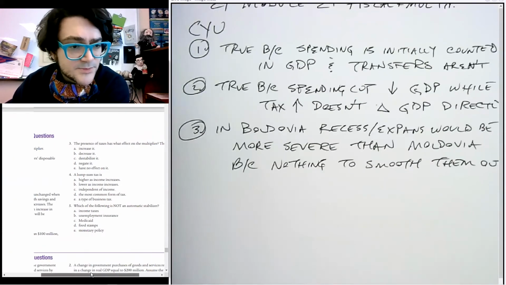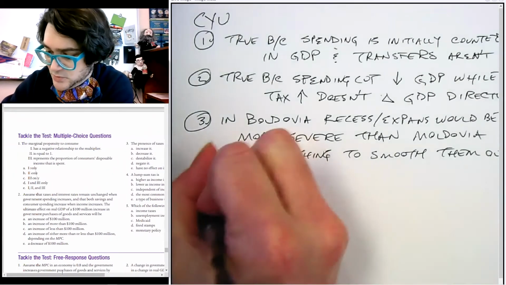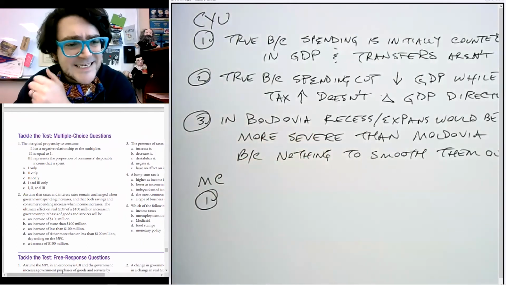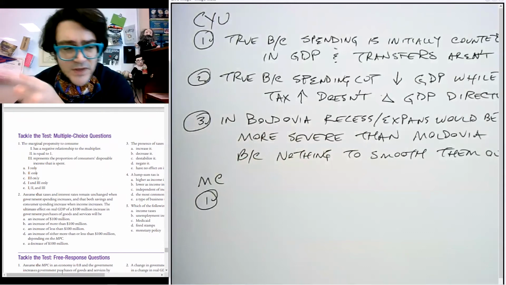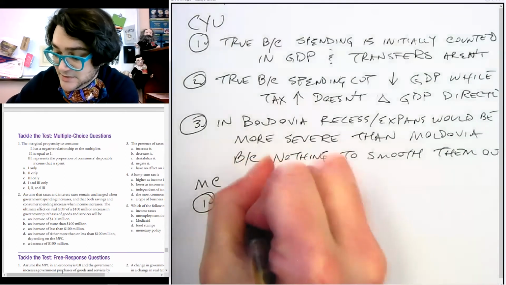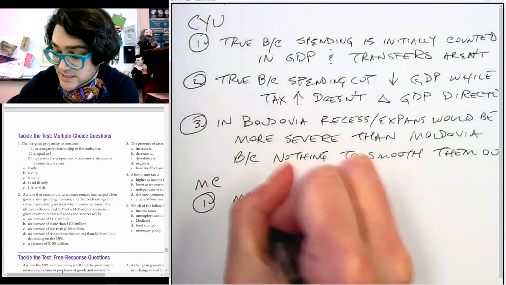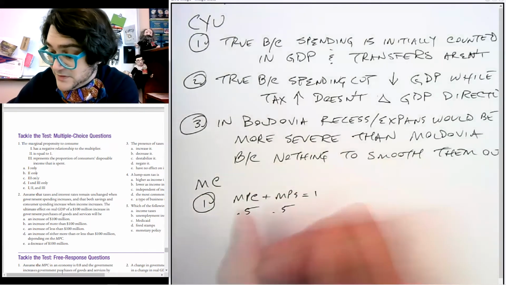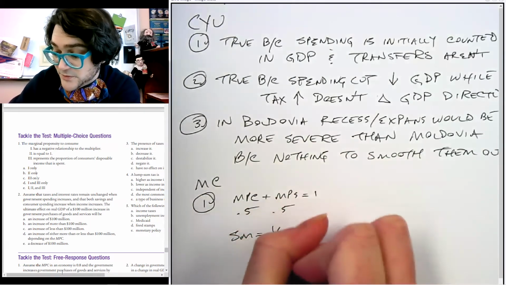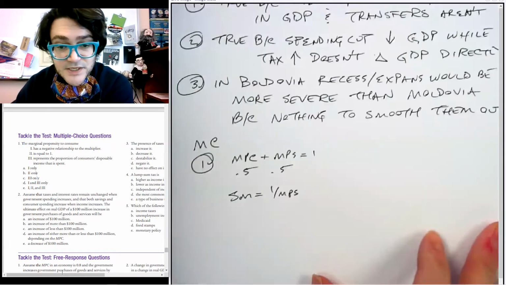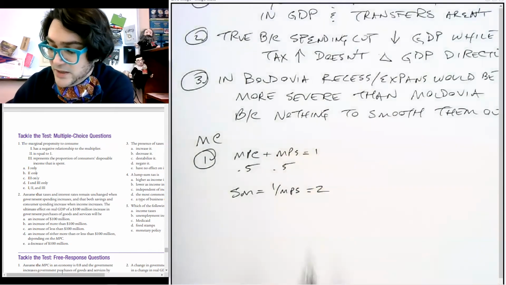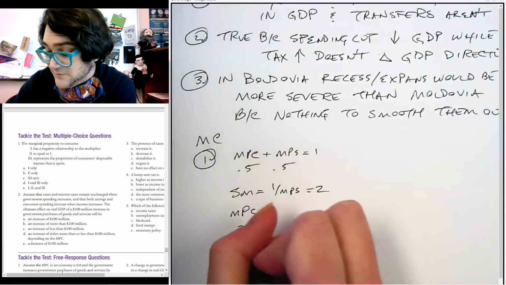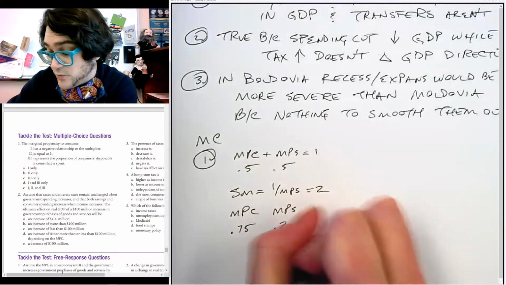Okay, let's take a look at some of these multiple choice questions. All right, multiple choice number one. The first one says the MPC, and then there's a bunch of statements, has a negative relationship to the multiplier. So if you think about it, the MPC plus the MPS equals 1. Let's say they were 0.5 and 0.5, and the spending multiplier we know is 1 over the MPS. So I'm just solving this problem here. That would then be 2. But let's say the MPC then went up to 0.75 and the MPS therefore went to 0.25.